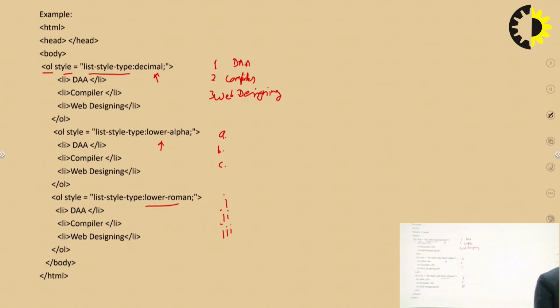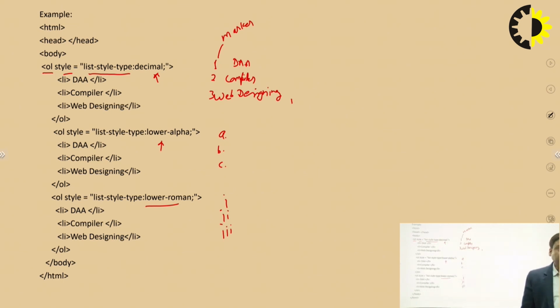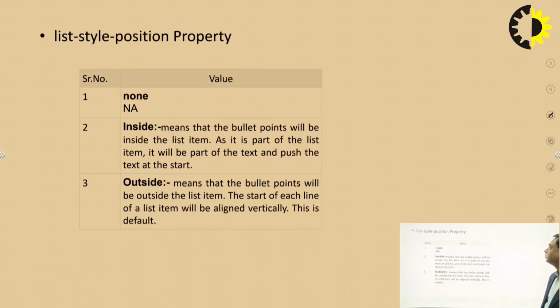So you can see that with the help of the list-style-type CSS property, we can control how the marker will display. Basically it is the marker of the listing. So you can display the marker in numbers, as well as in alphabets, as well as in Roman letters. So far I discussed list-style-type for the UL, and I also discussed list-style-type for the OL. OL is for the ordered list.